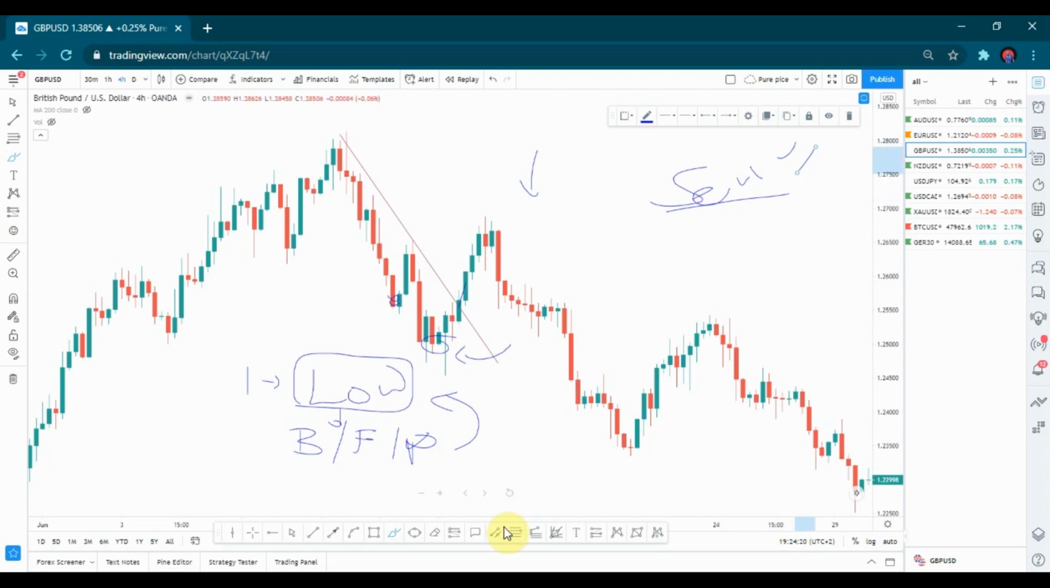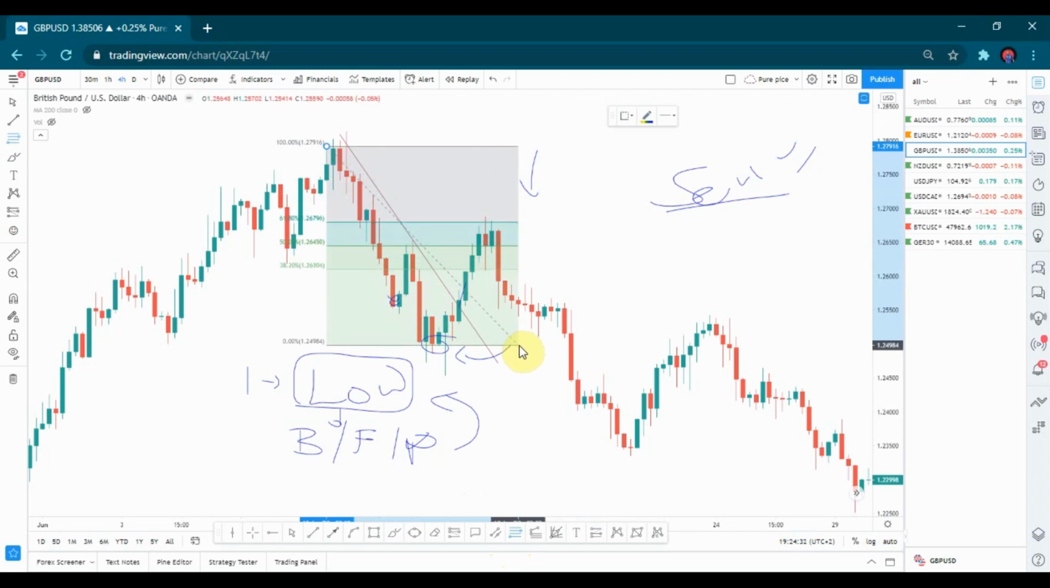You sell. So that is why you need to take your Fibonacci retracement and place it on your recent high, or on your previous high, and then drag it to your most recent low and then extend it. Then you are going to watch price play out.